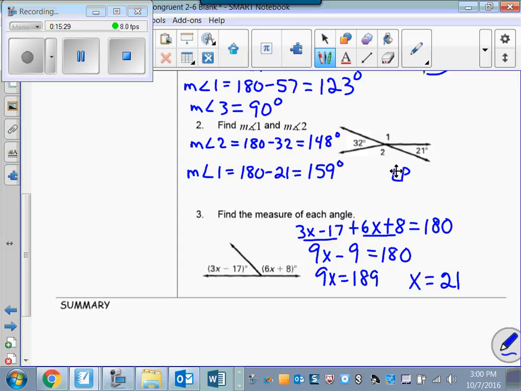But oops, I almost did not answer the question. Be careful and read the directions. What's the measure of each angle? Well, I got to plug this x in. So over here, I got 63 minus 17. So I believe that's 46 degrees. And then this should be 180 minus 46, which will be 134 degrees. Let me make sure if I plug 21 in there. 6 times 21 is 126 plus 8. Yep, that does equal 134.